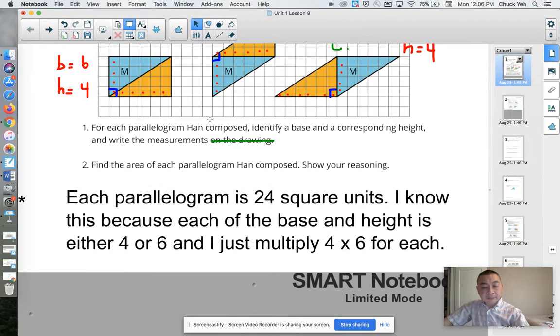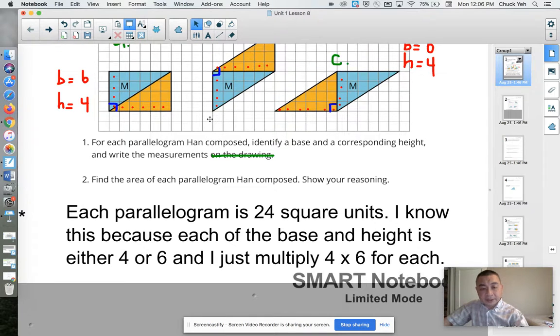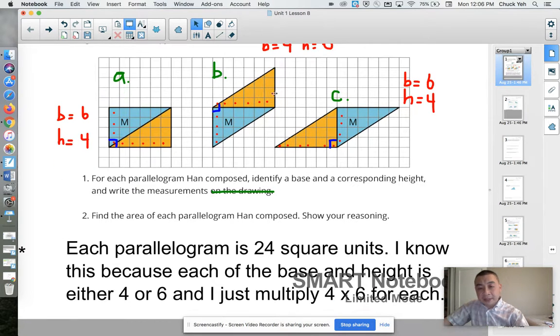All right. Each parallelogram is 24 square units. I know this because each of the base and the height is either 4 or 6, and I just multiply 4 times 6 for each. Right? So yours can be a little bit simpler than that. I mean, of course, all three of them equal 24, right? 6 times 4 is 24. Okay? And then to show your reasoning, we know base times height equals area, so 24.